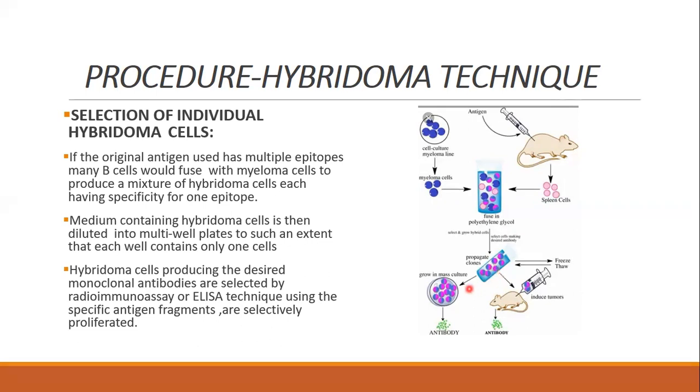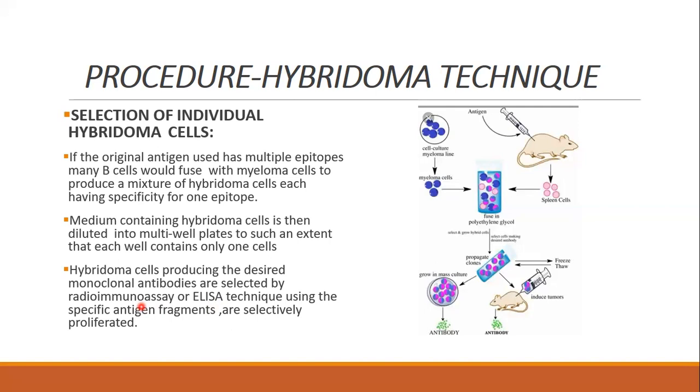After that, the medium containing hybridoma cells is diluted into multi-well plates to such an extent that each well contains only one cell. Then the hybridoma cells producing the desired monoclonal antibodies are selected. How will the desired hybridoma cells be selected? They are selected by the radioimmunoassay or ELISA technique. On HAT medium, we separate the hybridoma cells. Then each hybridoma cell is diluted into a multi-well plate so that each well contains only one cell, and the hybridoma cells producing the desired monoclonal antibodies are selected by the ELISA technique or radioimmunoassay using that specific antigen fragment.